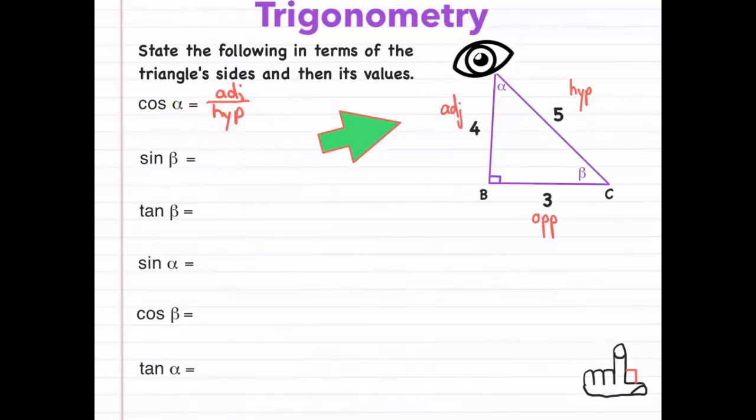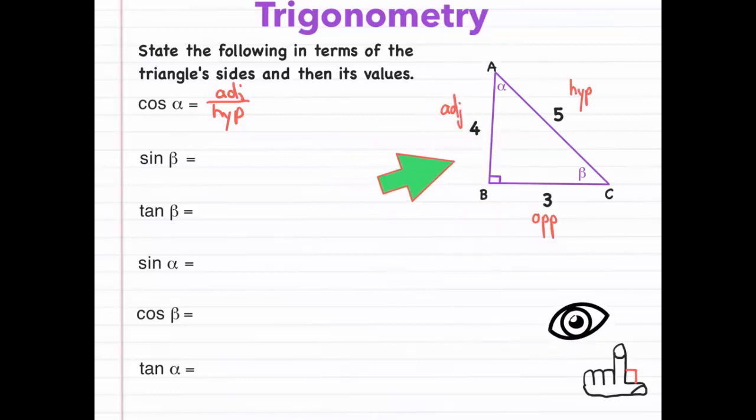Now I can match the two. So my adjacent side is, and if I put my eye away, will be AB. So I can write here that this will be AB divided by my hypotenuse, which is AC. And I can write here AC, and then I can put in their actual values. AB, this one is a 4, so that will be 4 divided by AC, which is a 5. So it will be 4 over 5, and there we go.